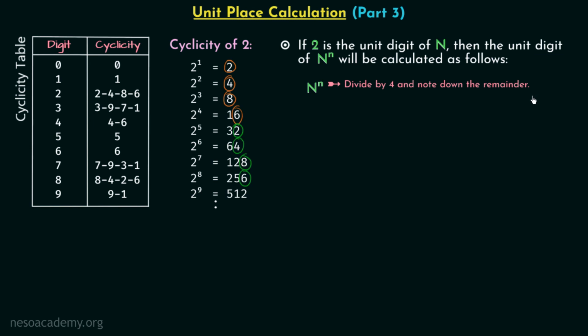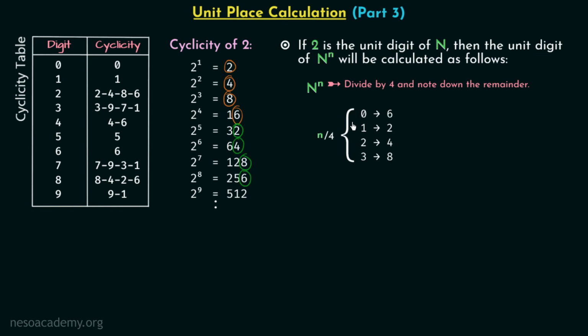I hope this step is clear to you. We will divide the power by 4 and we will note down the remainder. It is easy to understand that dividing a number by 4 will give us 4 possible remainders: 0, 1, 2 and 3. Based on the remainder we get after the division, we can easily comment on the digit at unit place of n power small n. So when we divide the power n by 4, we can have 4 possible remainders: 0, 1, 2 and 3.